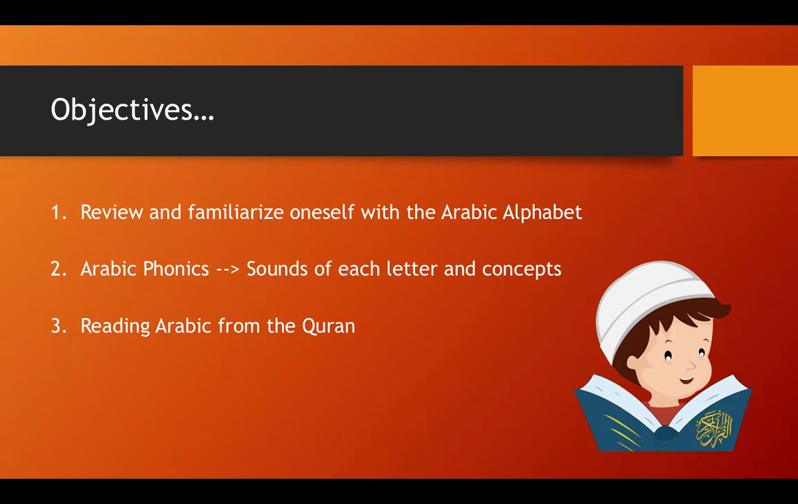For anybody learning the Arabic language and alphabet, it is absolutely crucial and incumbent upon everyone to review the Arabic alphabet as many times as one needs in order to familiarize yourself with the letters, their sounds and their structures. That leads into the second objective, Arabic phonics, the sounding of each letter. Then our end result, objective 3, is actually reading Arabic from the Quran, and that's the end result of our recipe.